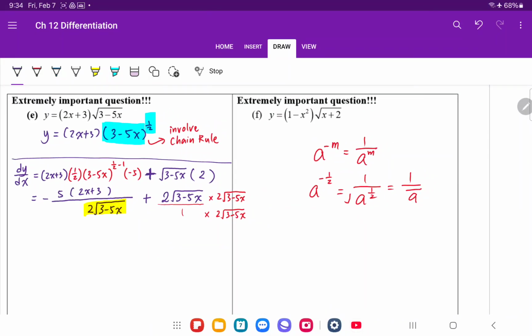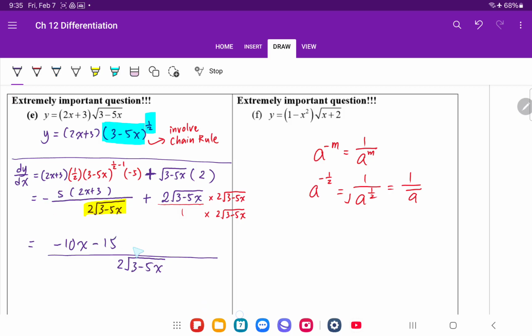Okay, so moving on. Once I do that, I can draw one long line already because I'm going to combine them in one single step. The common denominator is 2 square root 3 minus 5x. Now, numerator, take note there's a negative here. So negative 5 times 2x is a negative 10x. Negative 5 times 3 is a negative 15. That settles the first term.